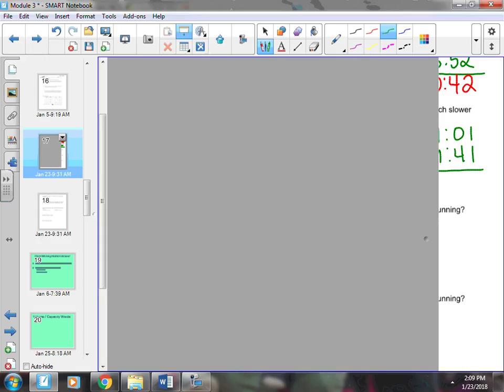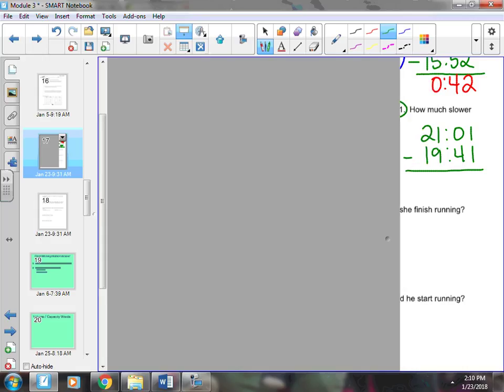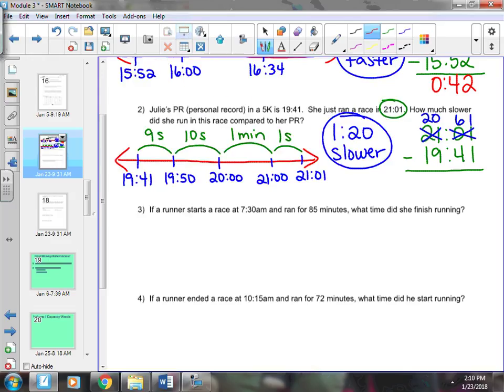You have to think of the number 60. When you regroup with time, 60 is the most important number. So I'm going to go ahead and take one of my minutes. So instead of 21 minutes, I'm at 20 minutes. And that 1 minute is the same thing as 60 seconds added to the 1 second that's already there, and I'm at 61. Only now that I've regrouped, keeping that number 60 in my head, now I can subtract. 61 minus 41 is 20 seconds. 20 minus 19 is 1. 1 minute, 20 seconds.